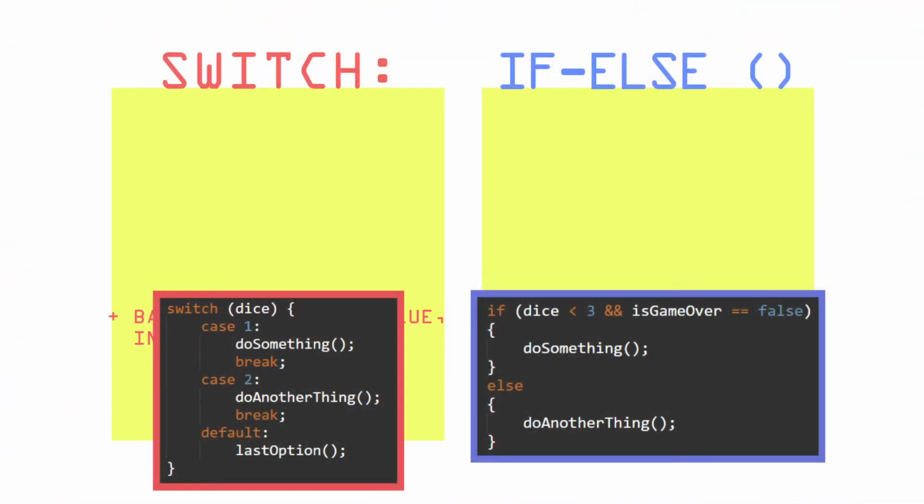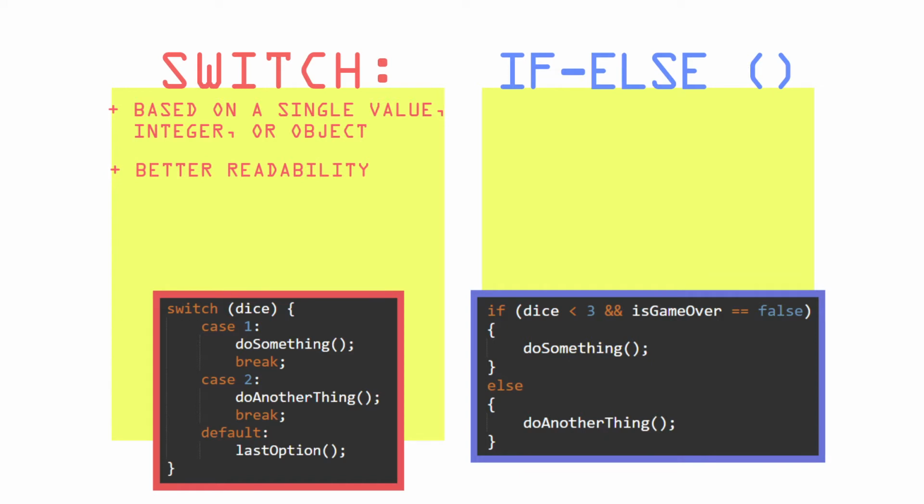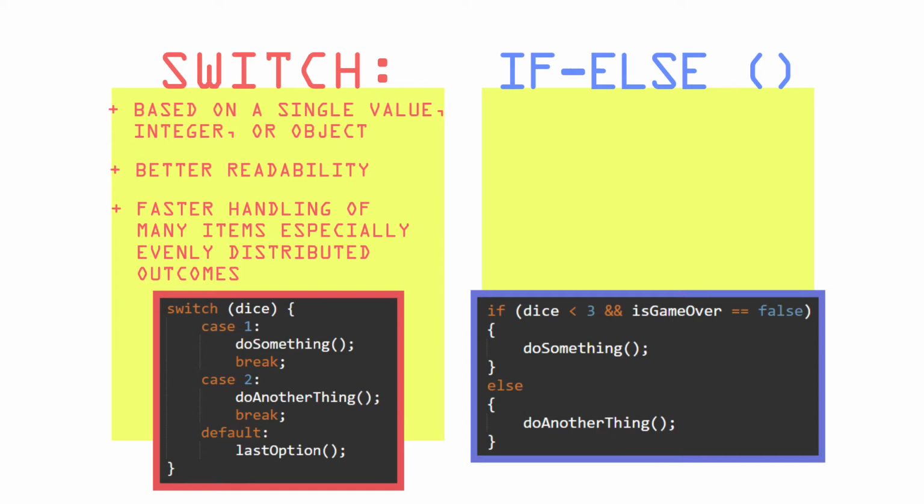Switch statements are based off a single integer value or object. They are easier to read, like, look, I can clearly see all the options. And faster handling of many items, especially with evenly distributed outcomes. So like rolling a dice, they all have a similar chance of happening there.